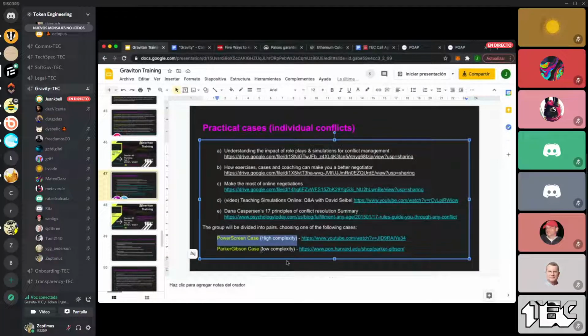Well, I have 2 cases. One is with low complexity, and one is with high complexity. So you can tell me which one you want, and you can try to have pairs so we can work on this.